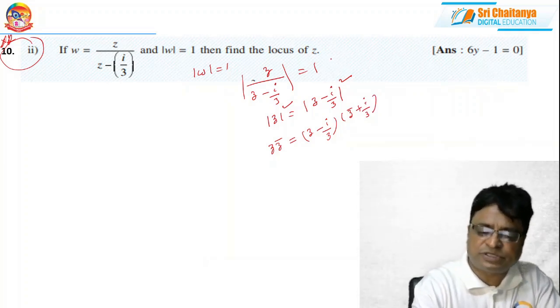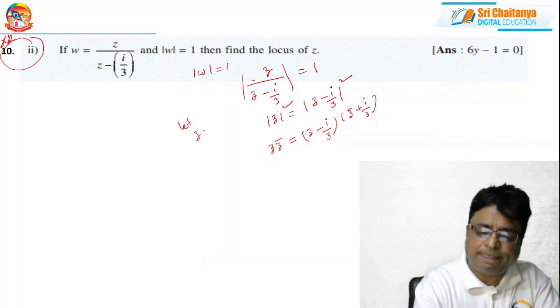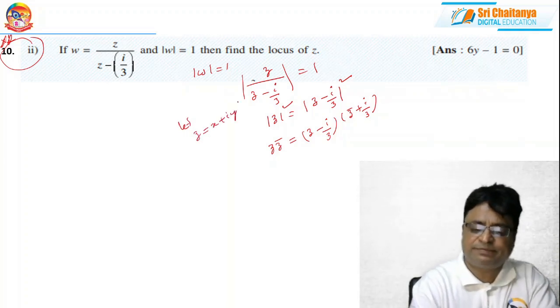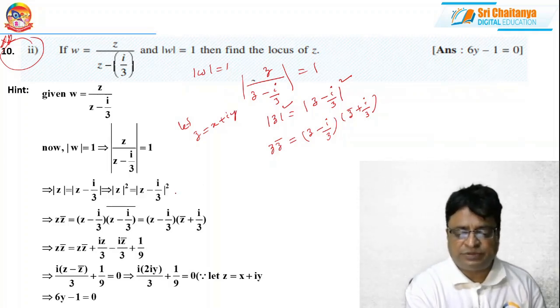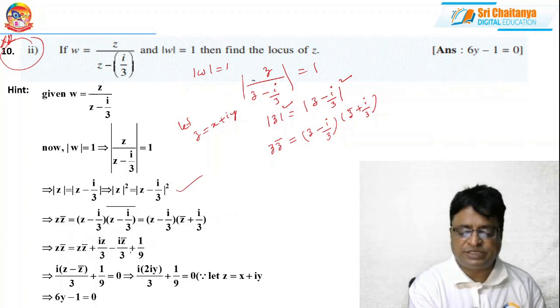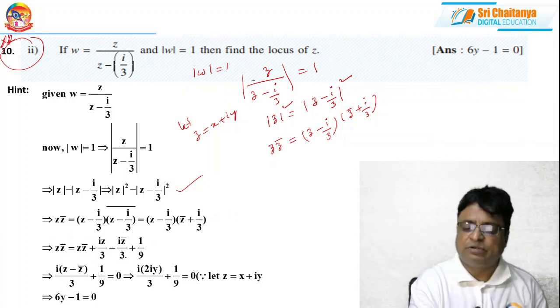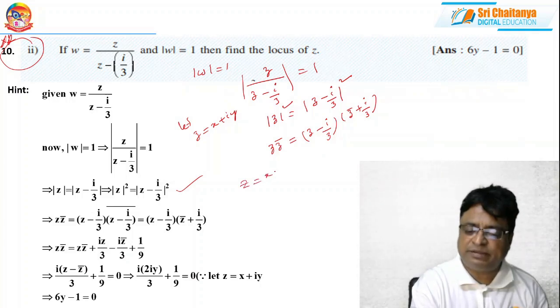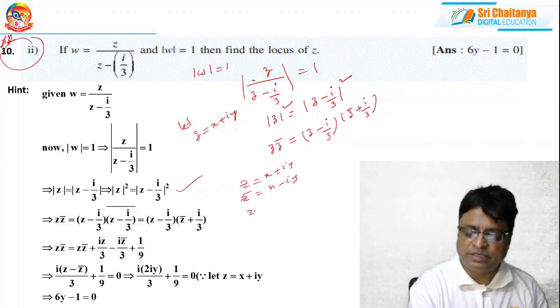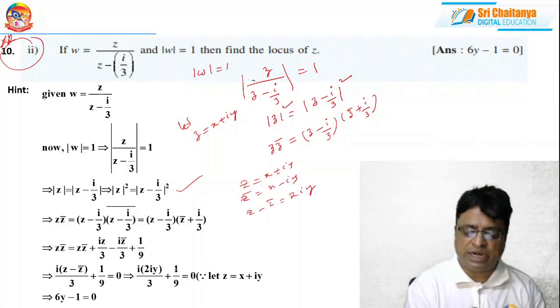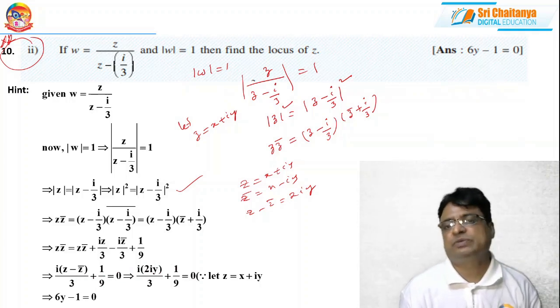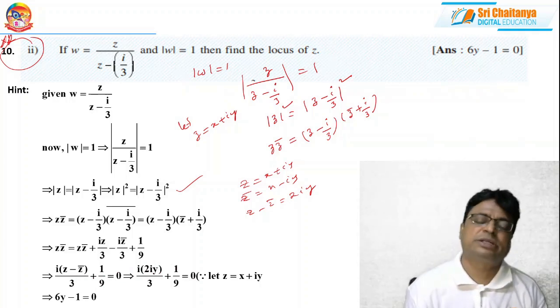And of course, let z equal x plus iy. See the hint here. Since this is modulus, you take the square on both sides. After simplification, if z is equal to x plus iy and z bar equal to x minus iy, then z minus z bar is equal to 2iy. You replace that and simplify, and you get the answer 6y minus 1 equal to 0. This is the locus. This question was asked in the advanced examination also.